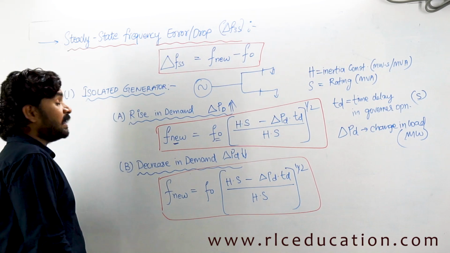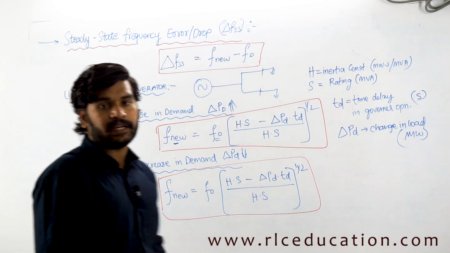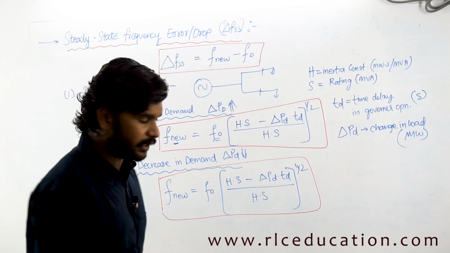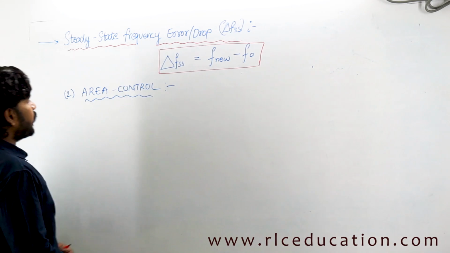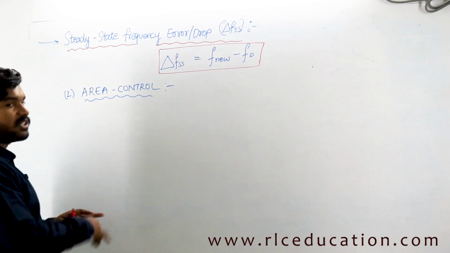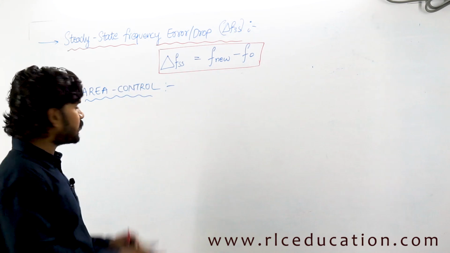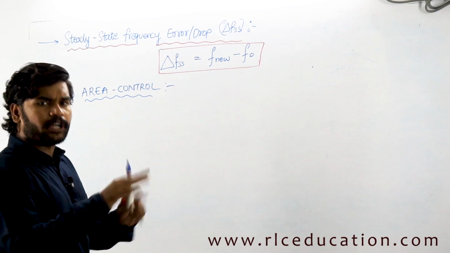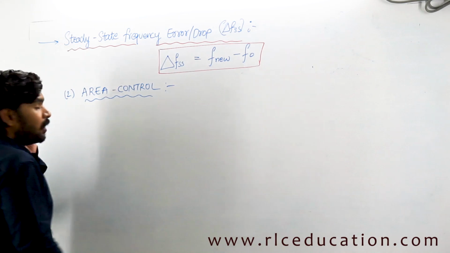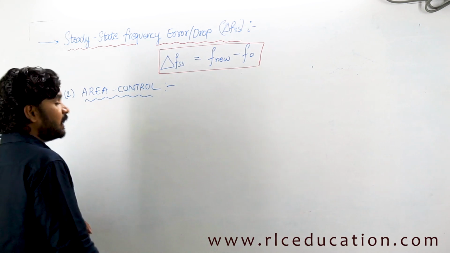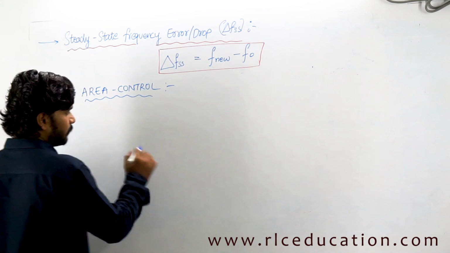So the next case is when the generator is interconnected. So the next case is area control. Area control means controlling the frequency of one particular area, because an area is nothing but an interconnection of a group of generators belonging to the same state only. So that means interconnected operation. What is the steady state frequency? That is the concept that we are going to see.